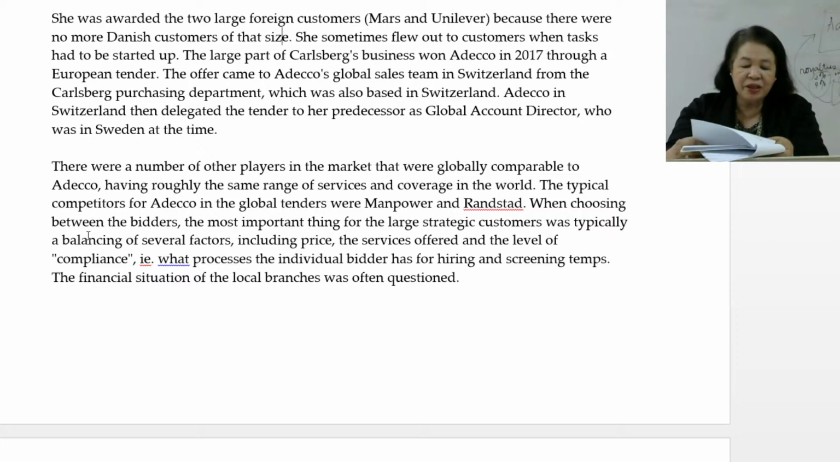The typical competitors for Adecco in the global tenders were Manpower and Randstad. No? So yan ang kanilang mga kalaban. When choosing between the bidders, the most important thing for the large strategic customers was typically a balancing of several factors, including price, no? The services offered and the level of compliance. What processes the individual bidder has for hiring and screening temps. The financial situation of the local branches was often questioned.